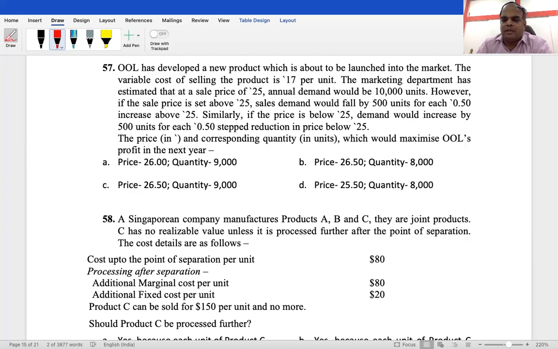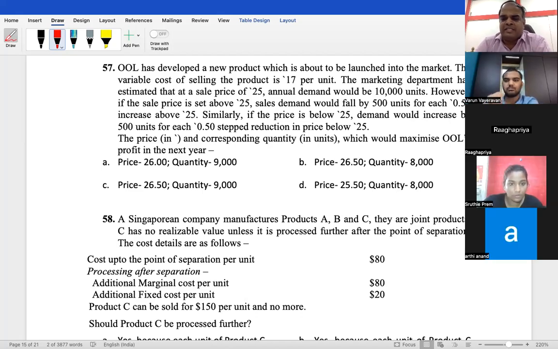25.5. Each and every 50 paise only. Am I right? Therefore, sales demand comes to 9,500.